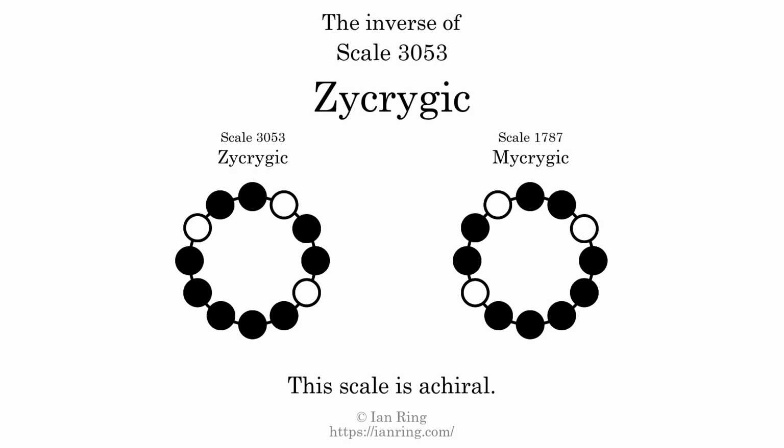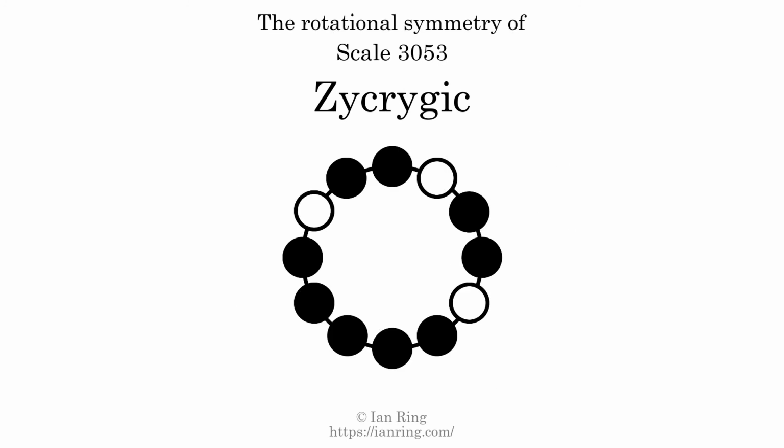The inverse of a scale is a mirror image. It is what you get when the sequence of intervals is reversed. The inverse of this scale is scale 1787, also known as Zycrygic. This scale is achiral, since it can transform into its own reflection by a rotational transformation. This scale has no rotational symmetry.